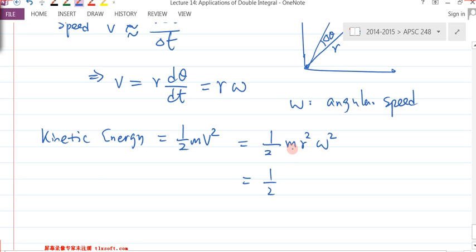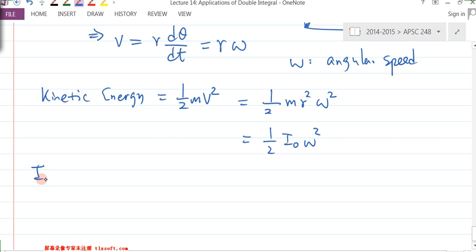We let a symbol I naught stand for this m r squared. So this I naught here is basically the moment of inertia for this point mass m with respect to the axis going through the origin O, perpendicular to the page. Is that good? So basically we end up with I naught equal to m r squared, and that's for a point mass.